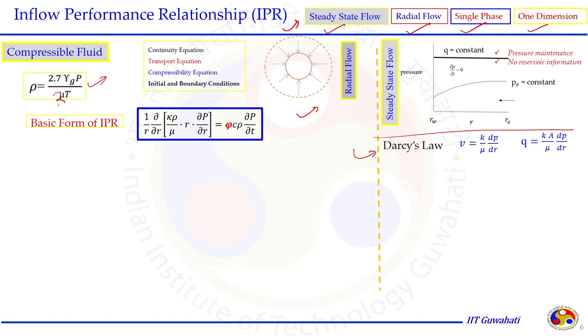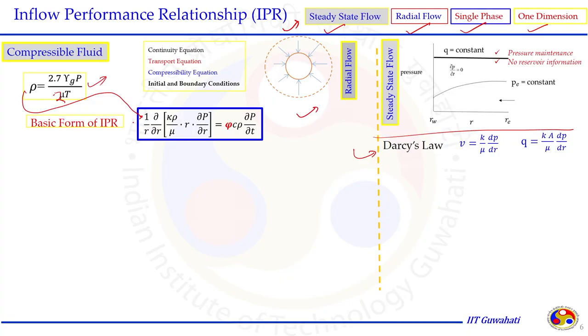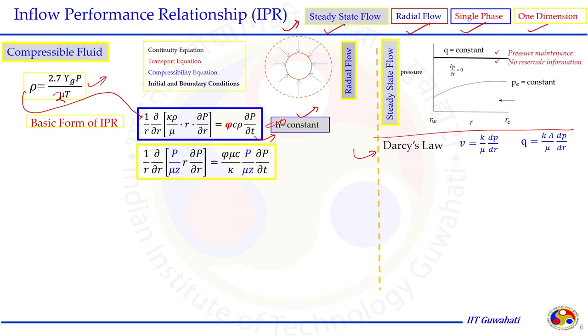So this is the basic form of the IPR equation. When we substitute the density term here, we are going to get the basic IPR equation form converted to the form that is applicable to compressible fluid. When we look at the right hand side, this term for the steady state condition is zero. So what will happen? This expression of basic IPR, we consider H is constant. When we replace rho, we are going to get this expression because 2.7 gamma g and temperature are constant, they can be taken out of the derivative from the left hand side and the right hand side.